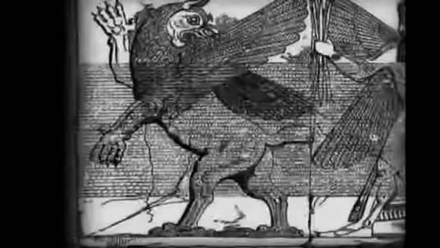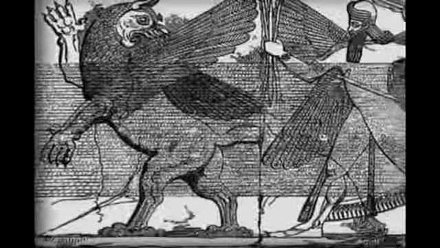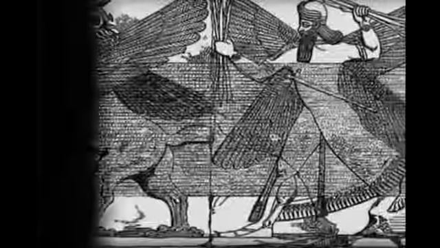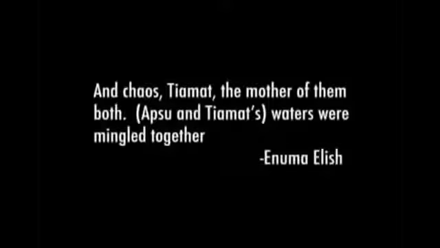In the Bible, Lucifer rivaled the Lord and was defeated and cast down to earth. In the creation myth of the Enuma Elish, we find a similar story of Tiamat being defeated by Marduk and cast down to the abyss of Apsu. In chaos, Tiamat, the mother of them both, Apsu and Tiamat's waters were mingled together, meaning that the chaotic waters of Tiamat were somehow mixed with the sweet waters of Apsu.